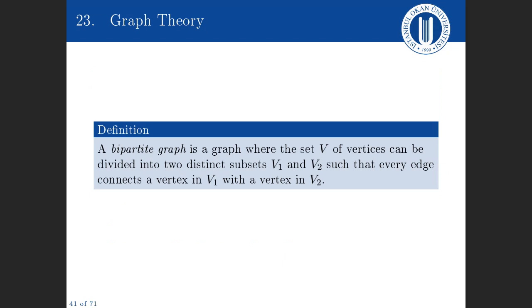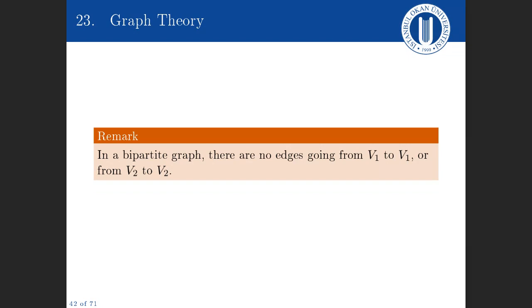Next idea, a bipartite graph. The idea here is we can split the set of vertices into 2 distinct subsets. And we do this in such a way that every vertex in V1 connects to a vertex in V2. In other words, we don't have an edge from a vertex in V1 to another vertex in V1. In a bipartite graph, there's no edges going from V1 to V1 or going from V2 to V2.